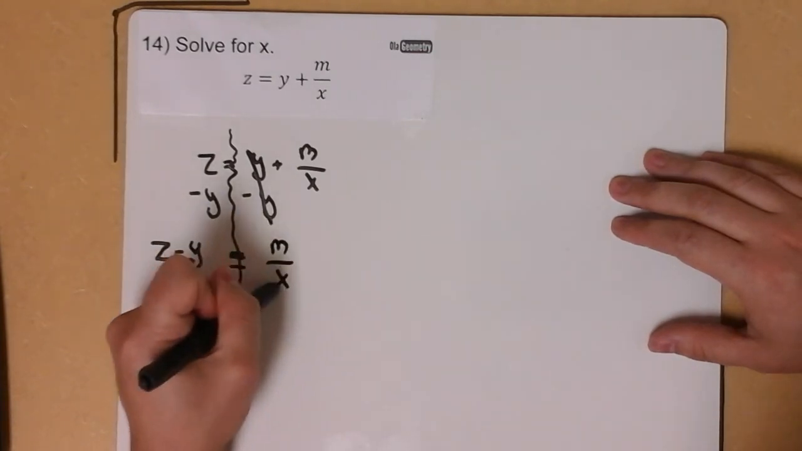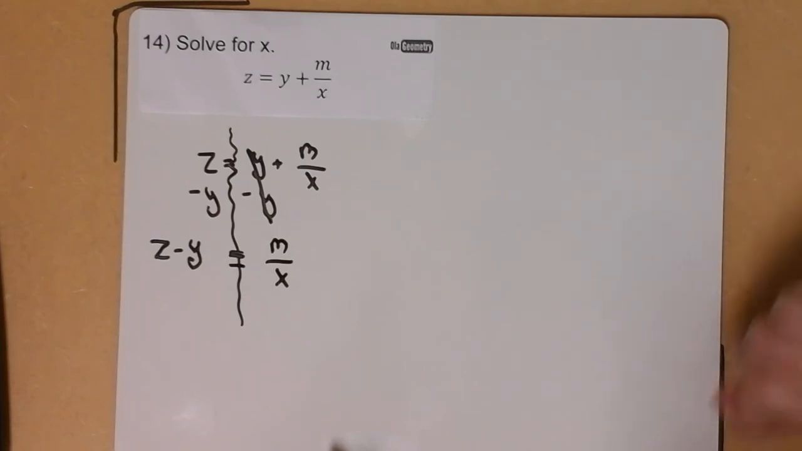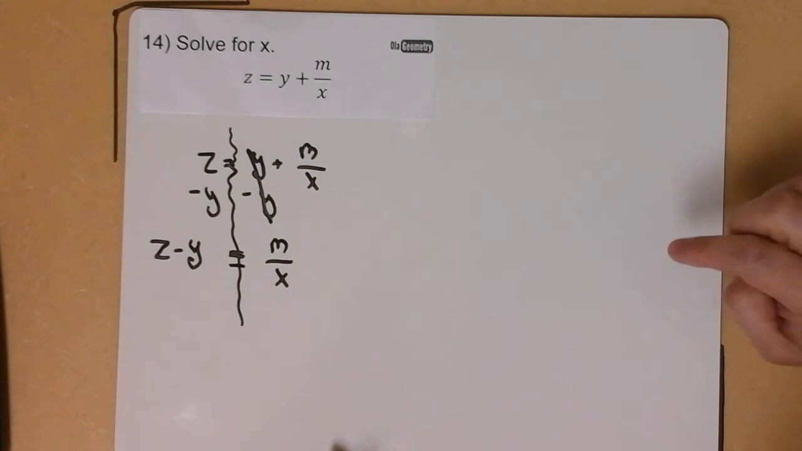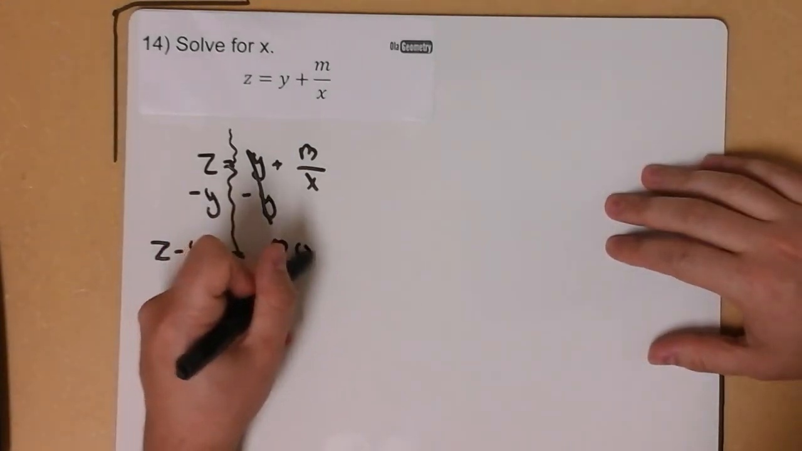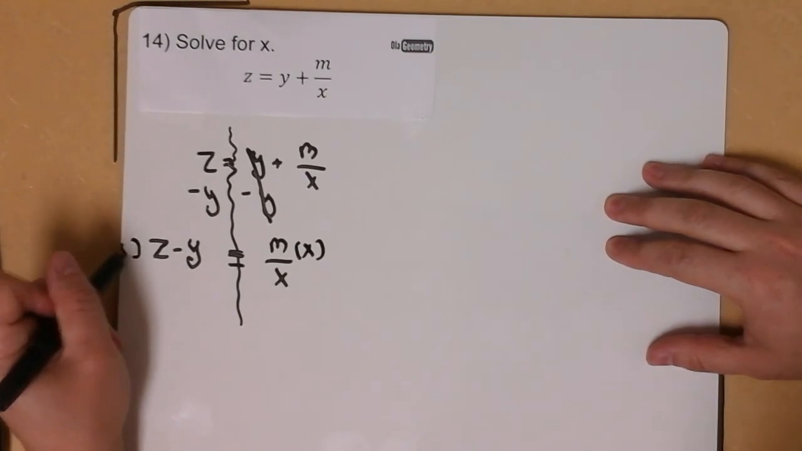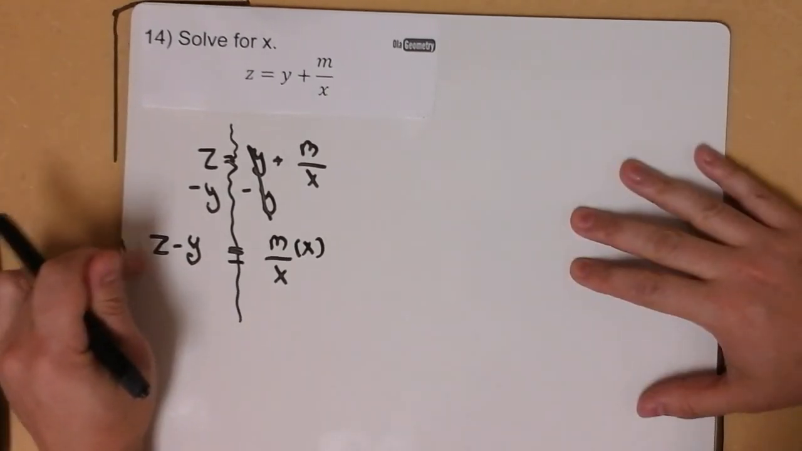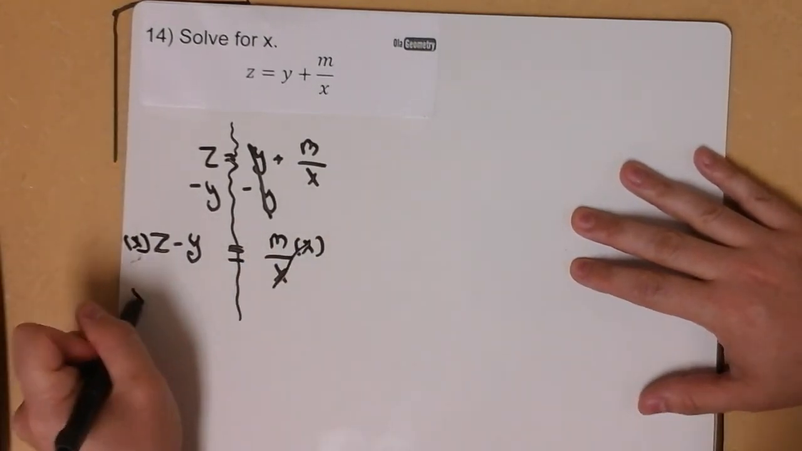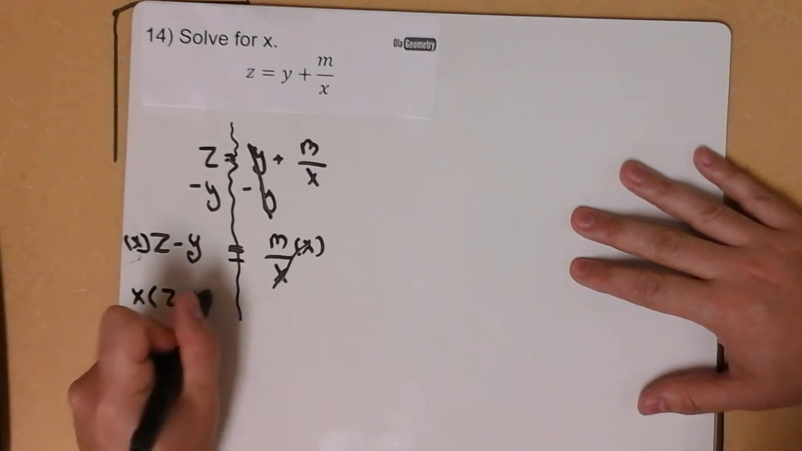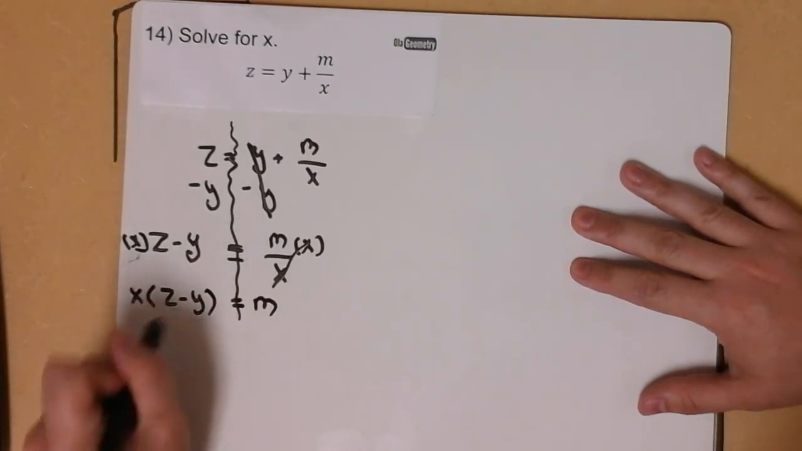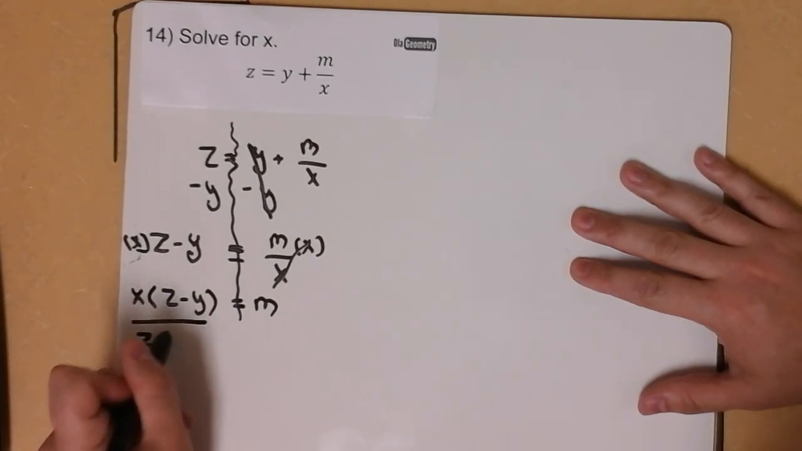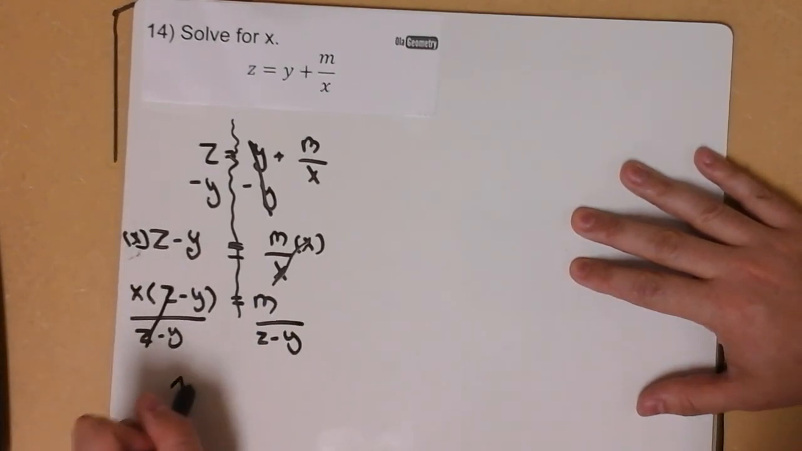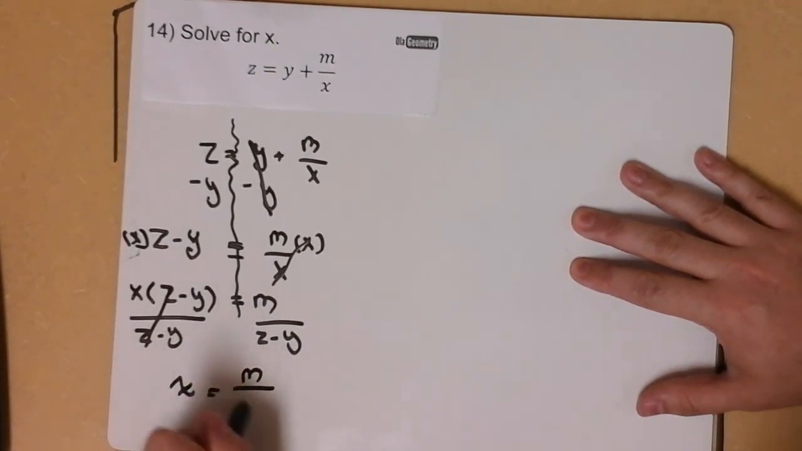Now I have m over x. Now, what I need to do is get x by itself. There are two ways I could go about this. What I'm going to do is get this x out from here. This is the long way of doing the cross multiplication that I was going to show you before. So now I have x times (z minus y) equals m. Then I can divide by z minus y as a term. So I have x equals m over (z minus y).